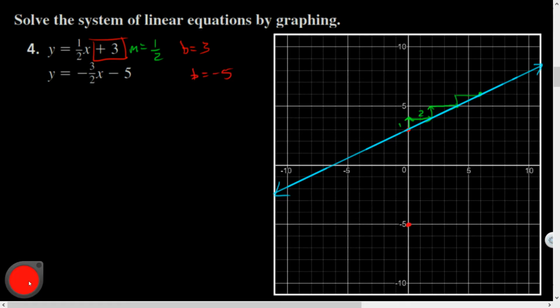What is the slope here? -3/2. So that's down 3/2, right? Rise over run. Down 3, when the rise is negative, that means I'll be falling. Over 2, right there. I can do that again. Down 3.